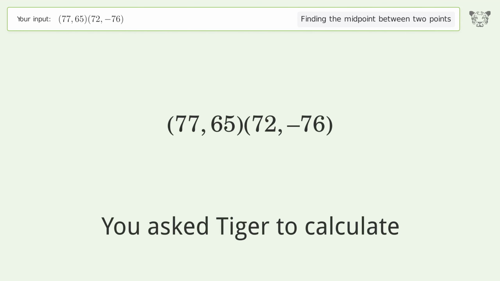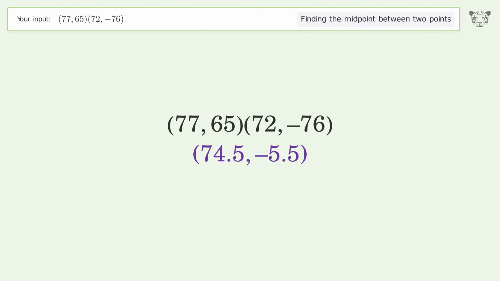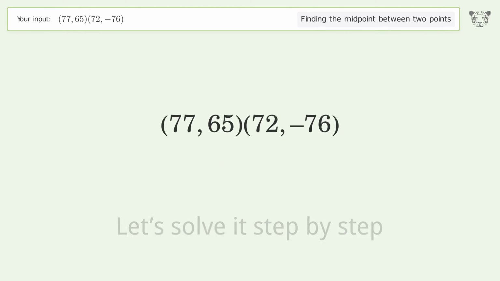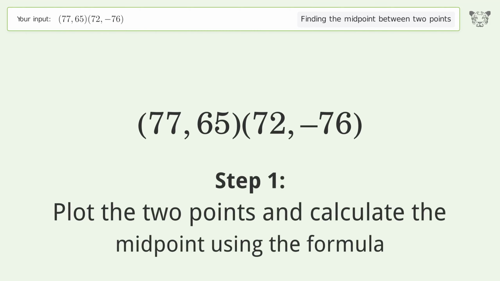You ask Tiger to calculate. This deals with finding the midpoint between 2 points. The midpoint between the 2 points is 74.5, -5.5. Let's solve it step by step. Plot the 2 points and calculate the midpoint using the formula.